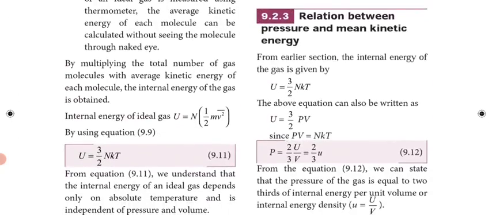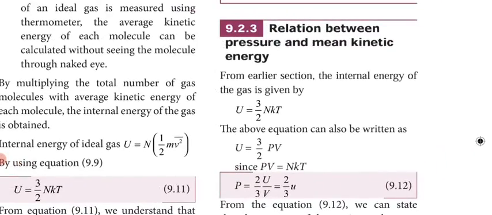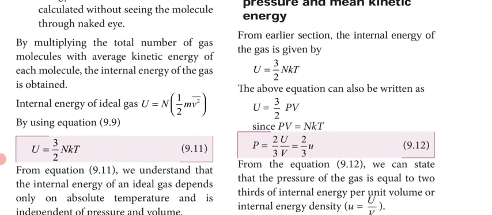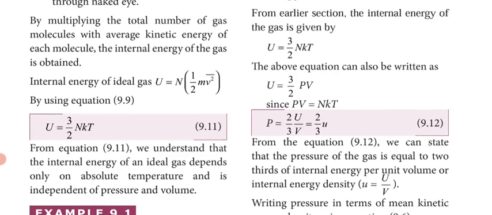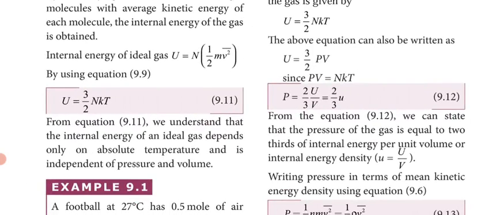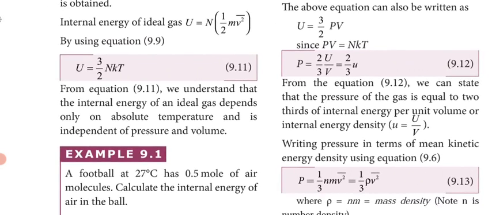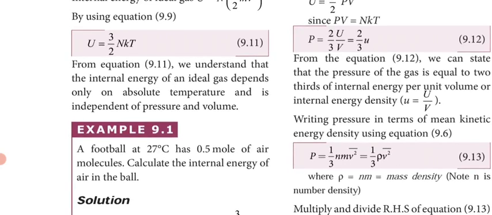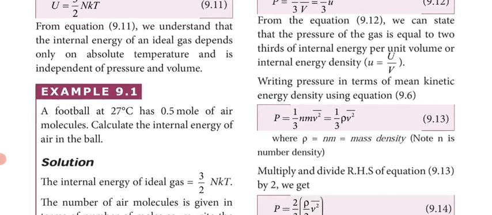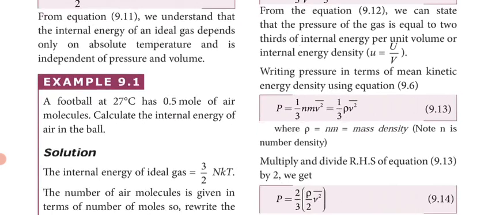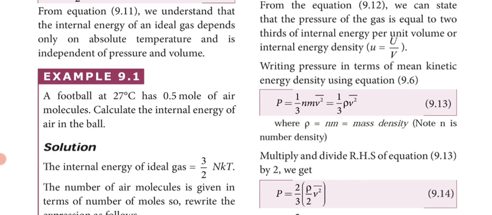And next we pass on with the same relation, that is the relation between the pressure and mean kinetic energy. From the earlier section we know the internal energy, that is U is equal to 3 by 2 NkT. The above equation is also written as 3 by 2 NkT is nothing but PV. So PV is equal to NkT. So replacing that, we will get U is equal to 3 by 2 PV. P is equal to 2 by 3 U by V. So we can state that the pressure of the gas is equal to 2 by 3 of the internal energy per unit volume, or internal energy density, that is u is equal to U by V.